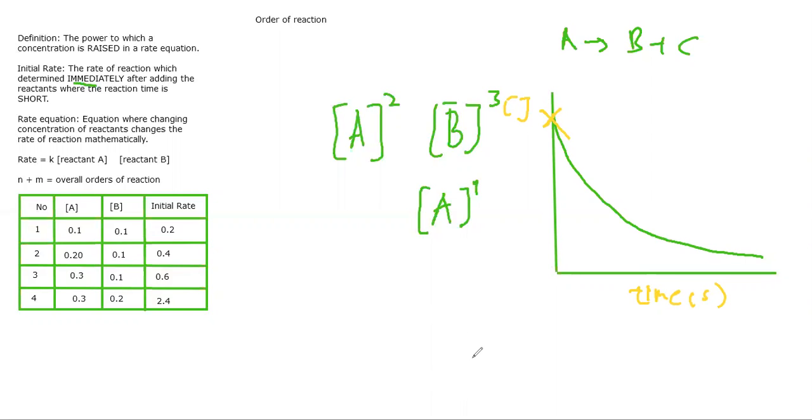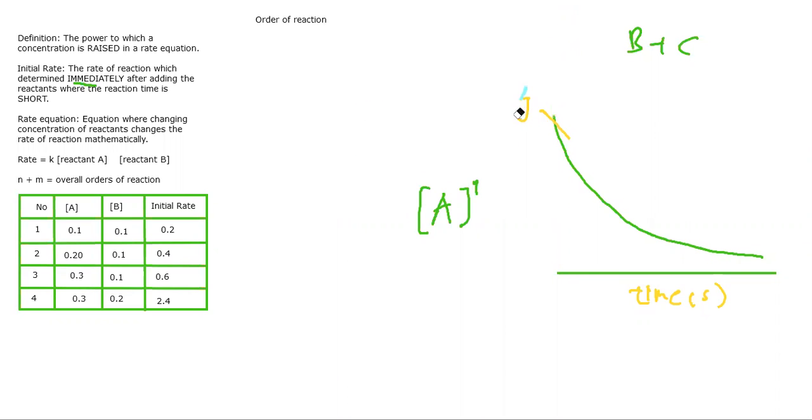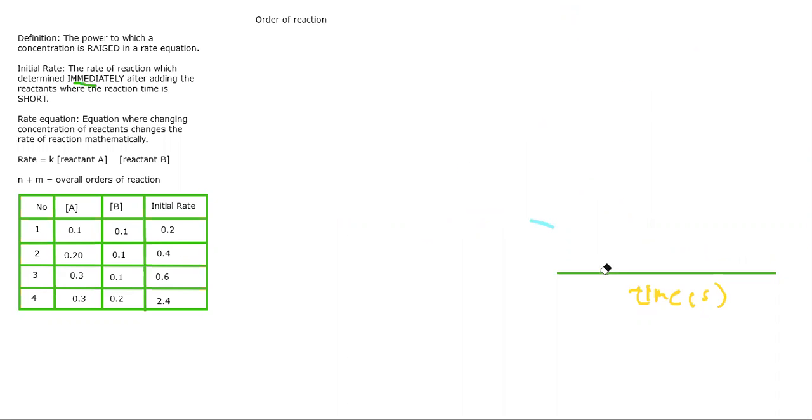So next is the rate equation. The rate equation is basically the equation that shows mathematically how changing the concentrations of reactants changes the rate of reaction. So we need to show what is the order of the reactants from several experiments. In order to determine the order, we have to vary the concentration, and then we get the initial rate.